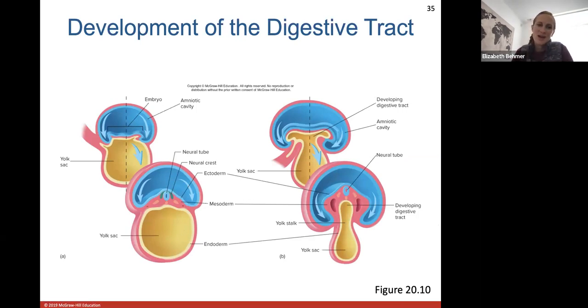So this is how we're getting from the primitive streak, which again is right in the middle of these 3 germ layers in blue, pink, and yellow. And in yellow, the endoderm is where your digestive tract will form.